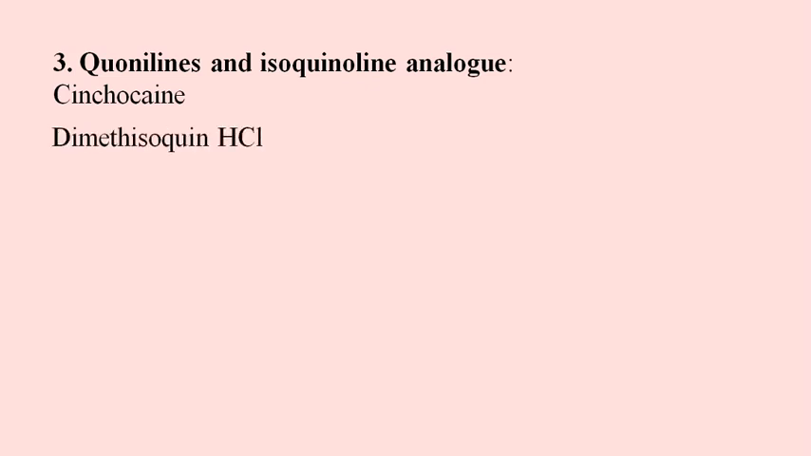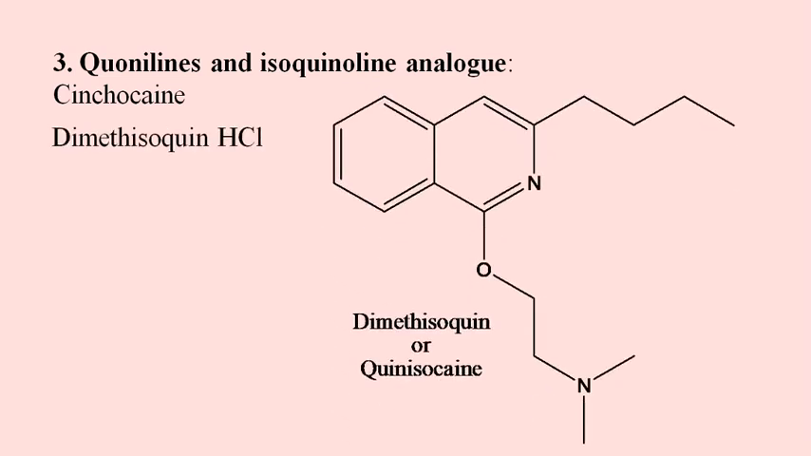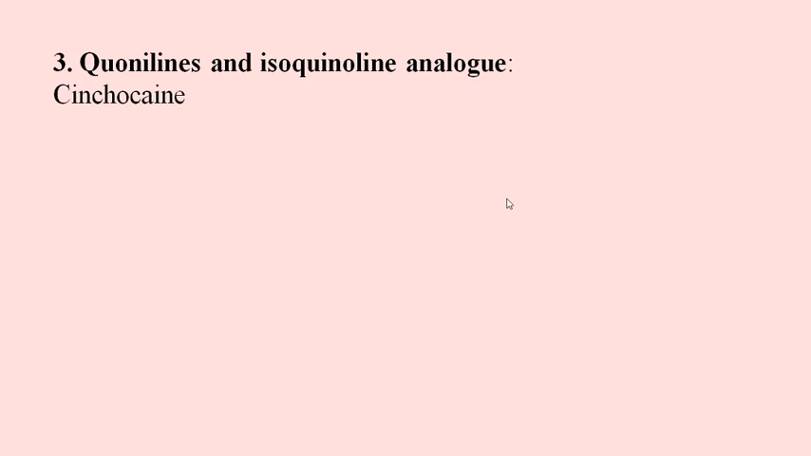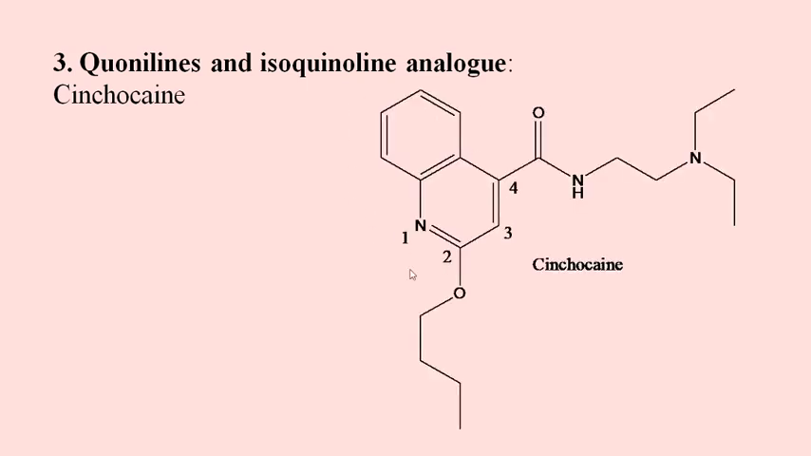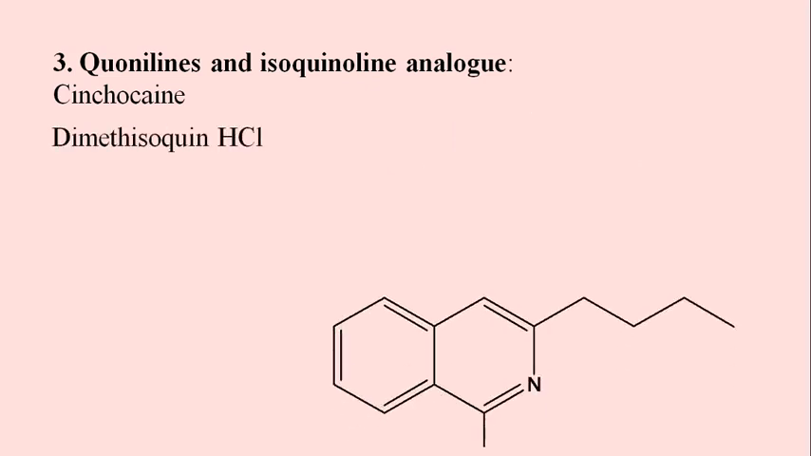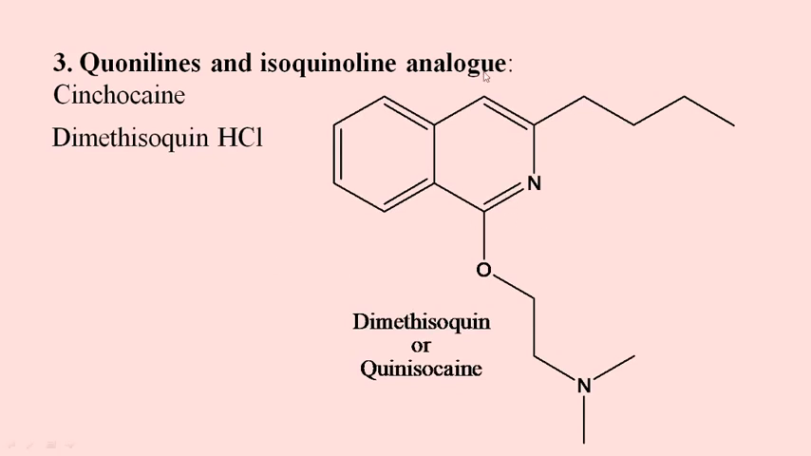Next structure we have here in quinolines and isoquinoline is dimethisoquine. This is isoquinoline ring. Here is isoquinoline ring, and previously in syncocaine it was having a quinoline ring. You can see from here its nitrogen is here, and this is a quinoline ring, and this is isoquinoline ring. Its IUPAC name is 2,3-butyl isoquinoline 1-vial oxy NN dimethyl ethanamine. Dimethisoquine is a local anesthetic that is one of the most potent non-competitive blocking agents at the nicotinic synapses.